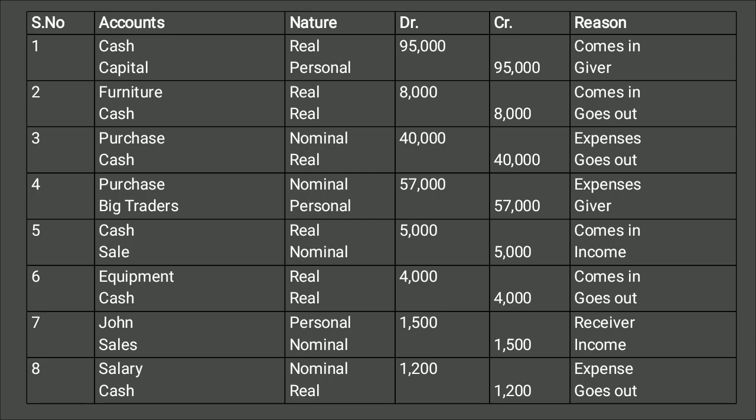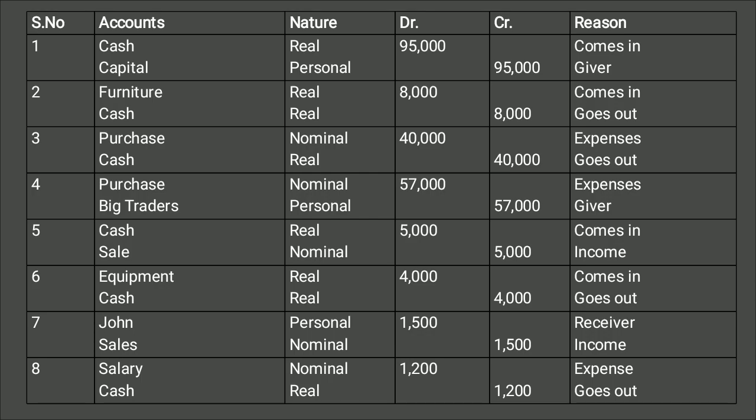Just like we have started our business with cash and machinery, cash 10,000, machinery 10,000. Okay, so just tell me how many accounts are going to be affected. So in this question we are going to start our business with cash and machinery. So cash and machinery, these 2 accounts along with the capital, 3 accounts are going to be affected. Okay, what is the nature of cash? Sir, real account. What is the nature of machinery? Sir, real account. What is the nature of capital account? Sir, personal account. Okay, what is the rule for real account? Sir, debit what comes in, credit what goes out.